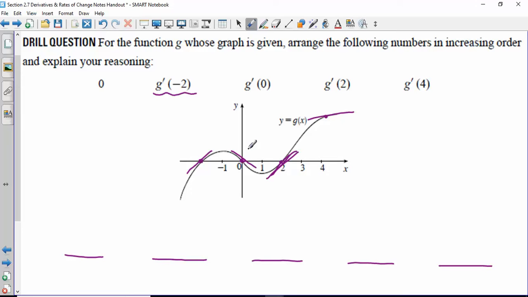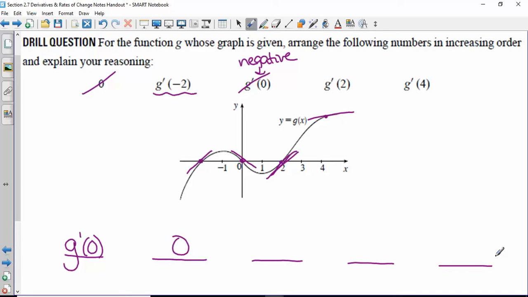What's true about G prime of 0? It's negative. This would be a negative slope. So that's going to be my smallest. And then after a negative, we would use 0. And then we have to have all of our positive numbers. Okay, so we're putting them in increasing order.